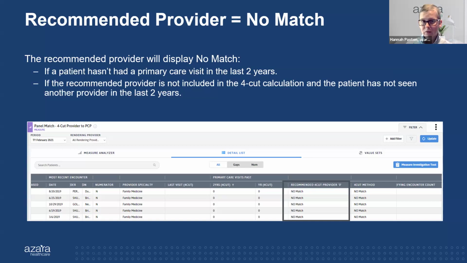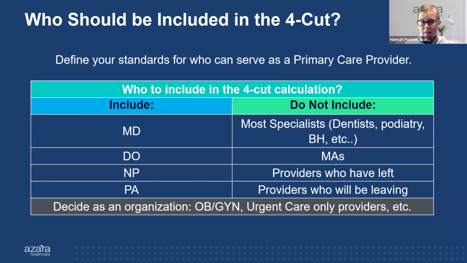And it may also happen, thinking about that exact same situation, if they're seeing a provider regularly, but that provider is not included in the 4-cut calculation. And again, sometimes that's because it is a specialty provider like dental. And in other cases, it's because you would not include a provider who's not considered a primary care provider.